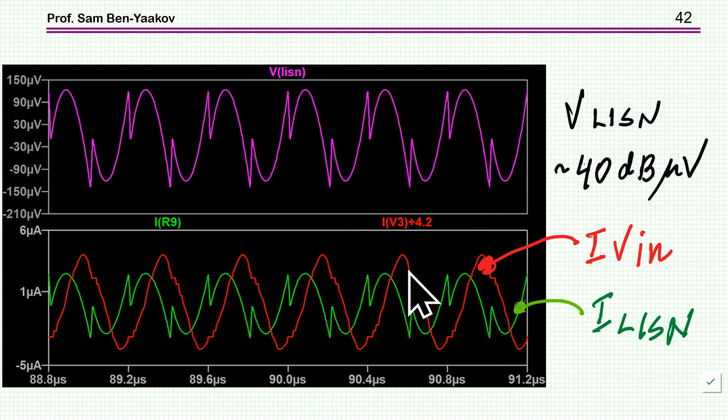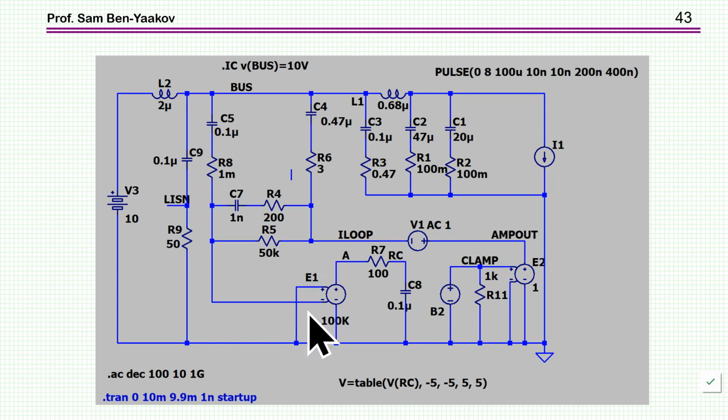Again, we have here these are the 2 branches. This is the input ripple, and this is the resistor current. So this is just for getting an impression of how this circuit actually works. I have also done an analysis of the loop gain of this amplifier.